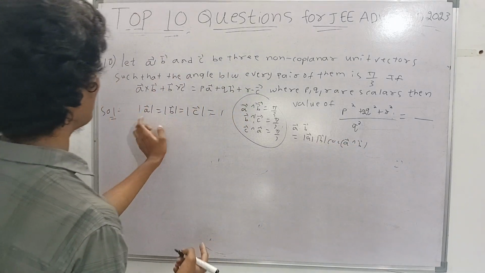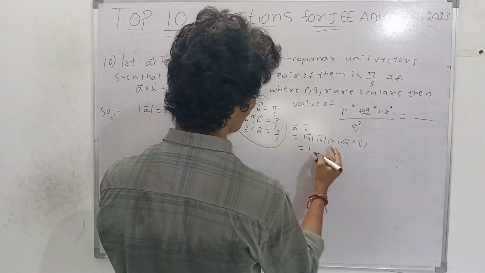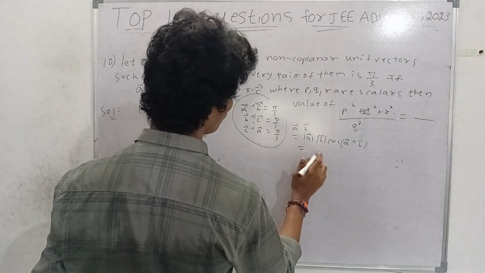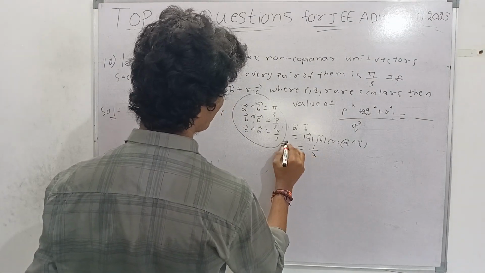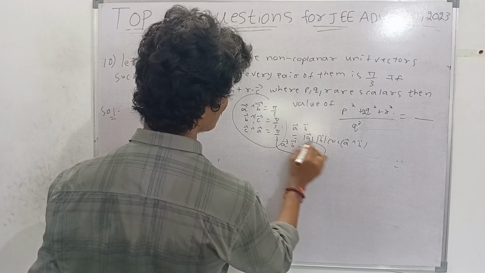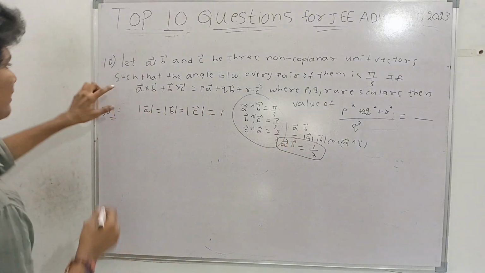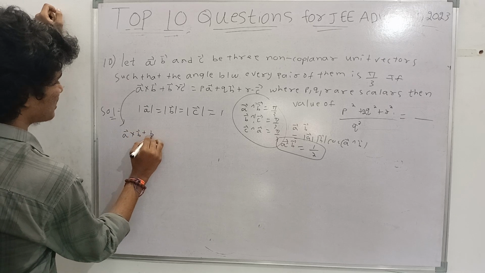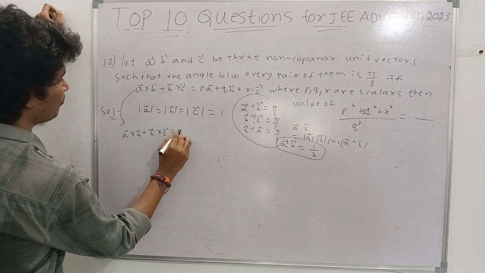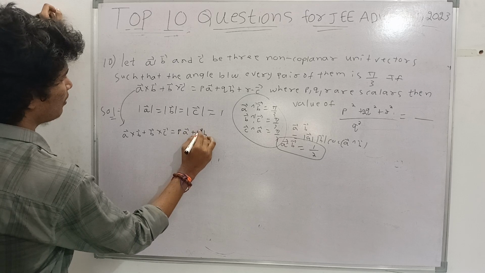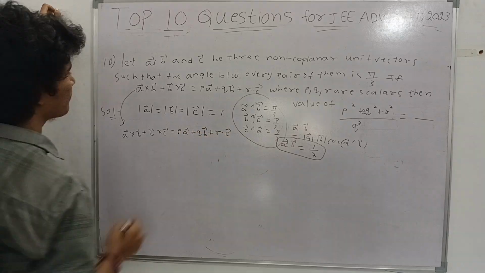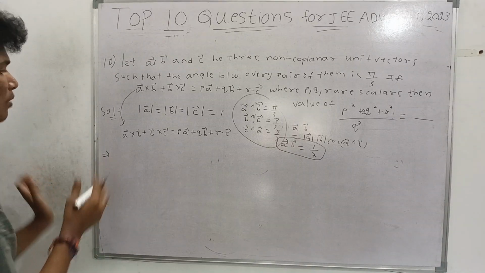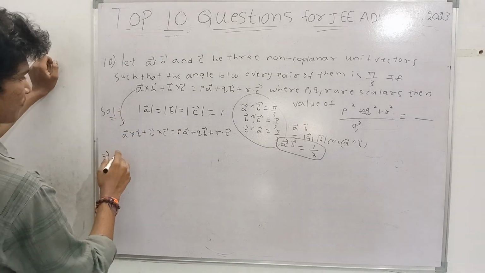What is magnitude of a into magnitude of b? It is 1 into 1, that is 1. And what is the cos of the angle between a vector and b vector? The angle is pi by 3. What is cos pi by 3? That is 1 by 2. So simply, wherever you find a dot b, replace it by 1 by 2. And the important relation in this question is a vector cross b vector plus b vector cross c vector equal to p a vector plus q b vector plus r c vector. And now if you observe carefully, suppose I do the dot product with a, what will I get?